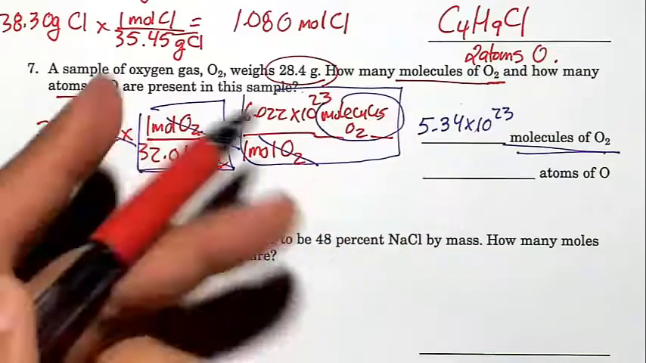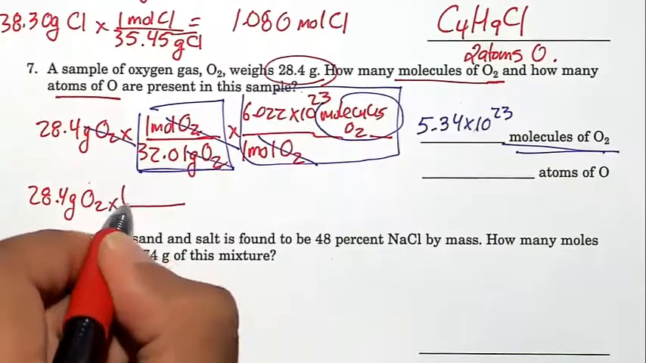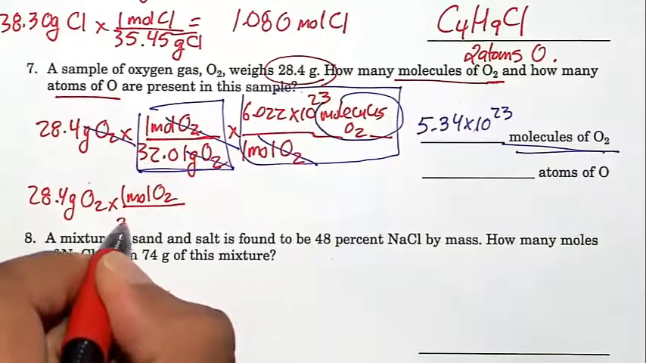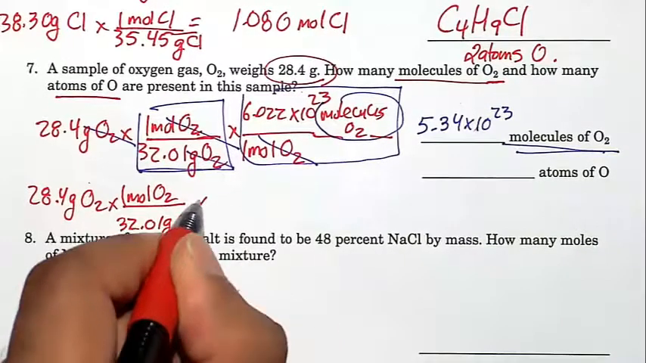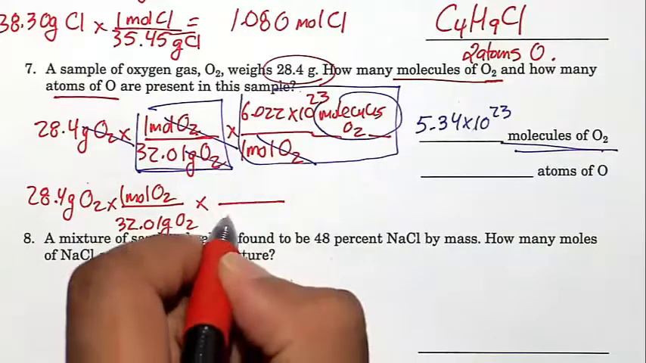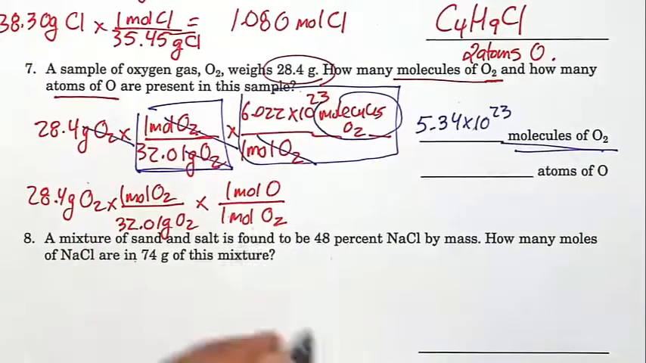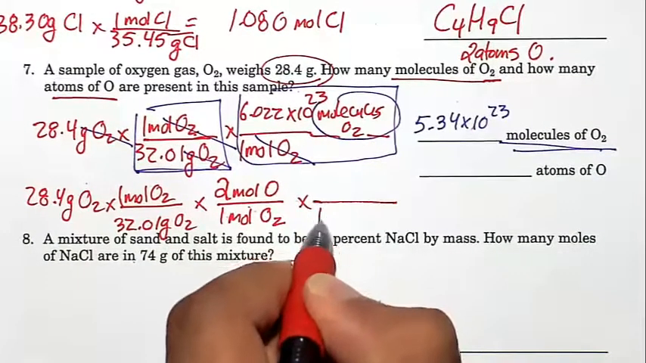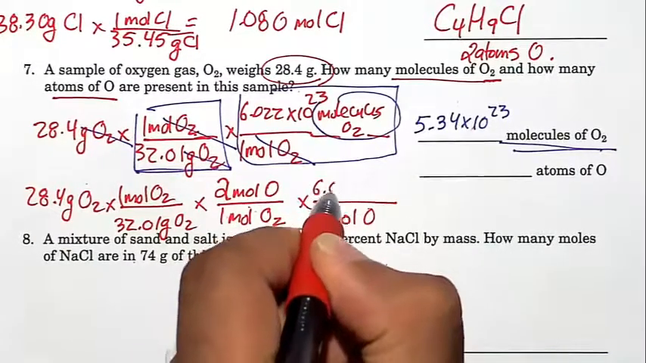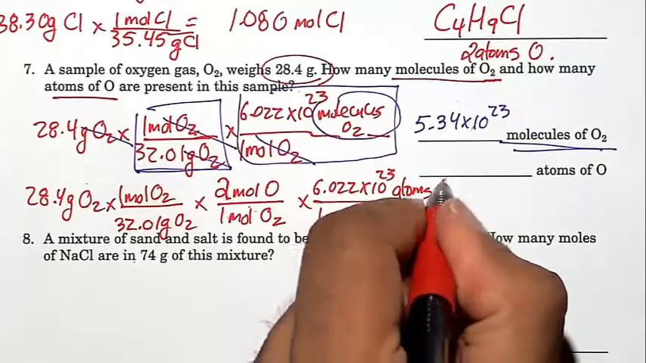In our stoichiometric train, we know we have 28.4 grams of O2. We know that for every 1 mole of O2, it's 32.01 grams of oxygen. And now, what will our conversion factor be this time around? For every 1 mole of O2, I have 2 moles of O. And for every 1 mole of O, there are 6.022 times 10 to the 23 atoms of O.